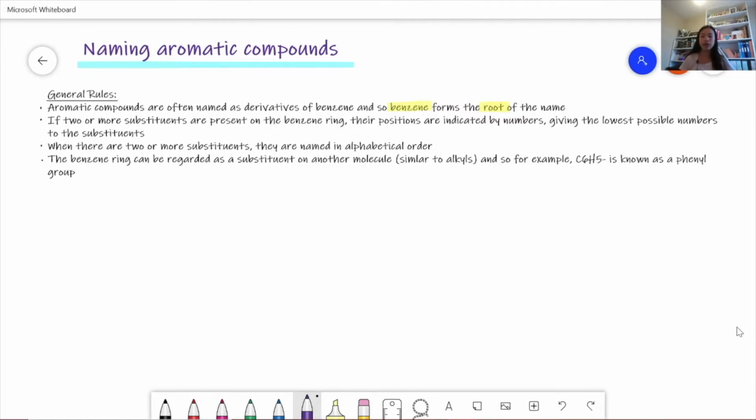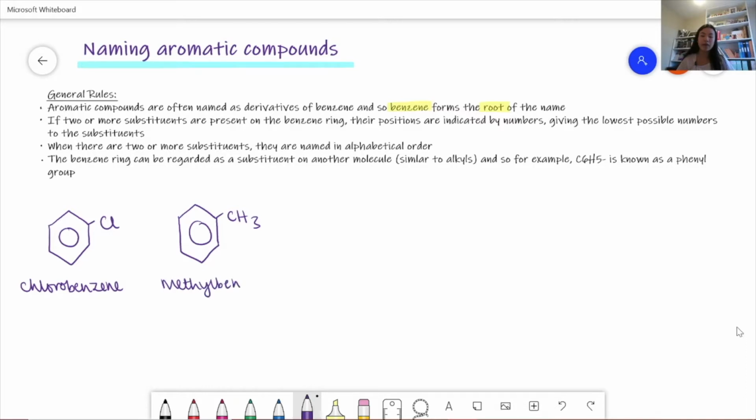So, for example, we could have a benzene ring, and we could then have a chlorine attached, and we would call this chlorobenzene. Because it's derived from benzene, we put benzene in the root of the name, so the main part of the name, and we have chloro as some kind of substituent. We can also get benzene with a methyl group, and we call this methylbenzene.